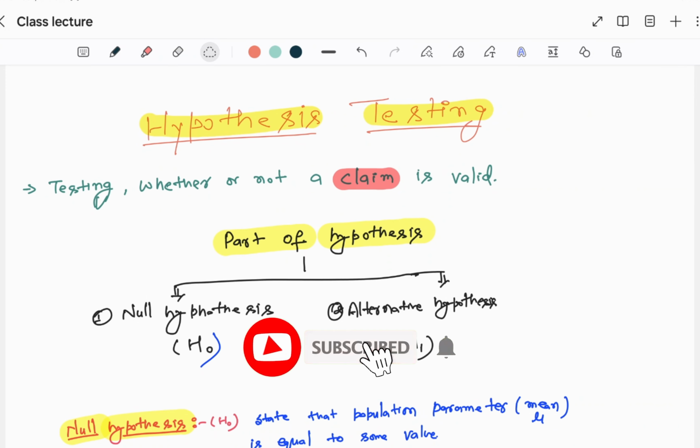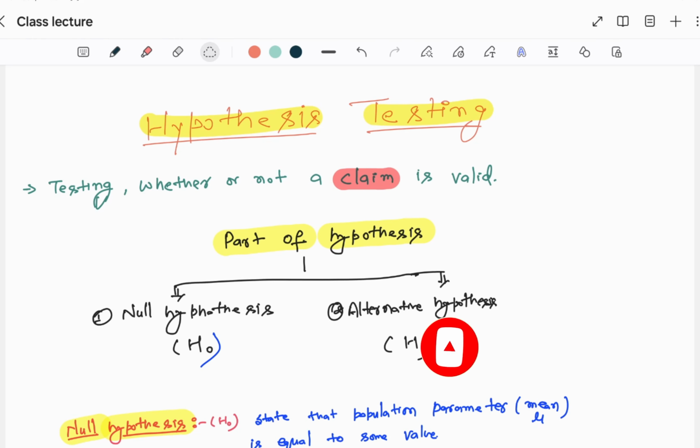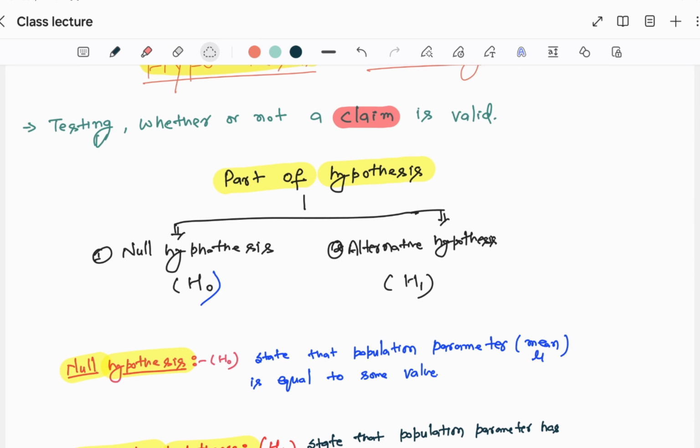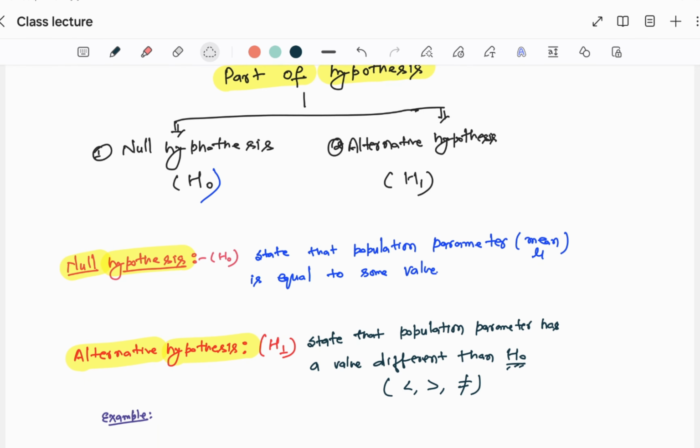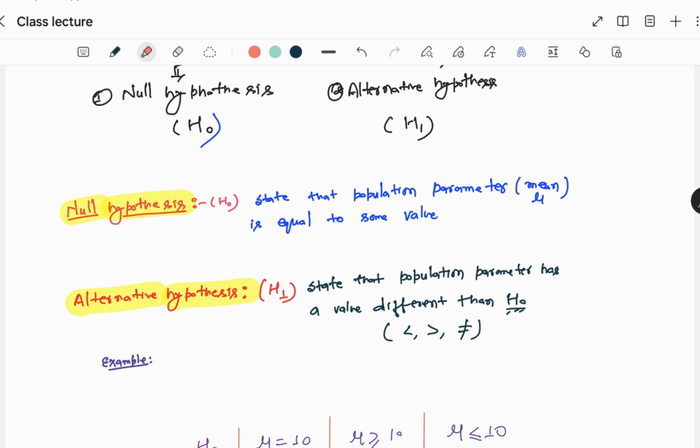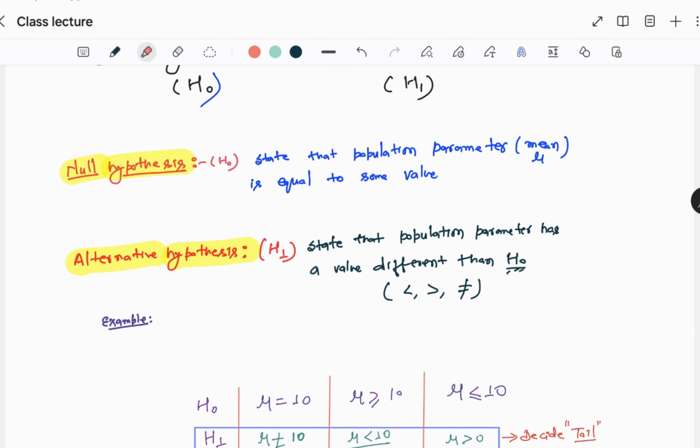Hello everyone, in this video we will see about hypothesis testing. Hypothesis testing is to validate whether any claim is valid or not. There are two types of hypothesis: one is the null hypothesis and another is the alternative hypothesis. The null hypothesis says that a population parameter is equal to some value, and the alternative hypothesis is quite opposite to the null hypothesis. It says that the population parameter has a different value than the null hypothesis.